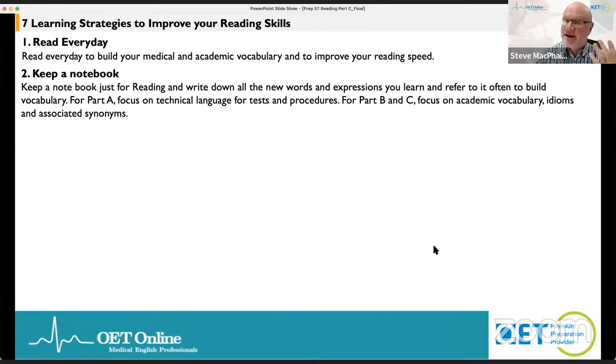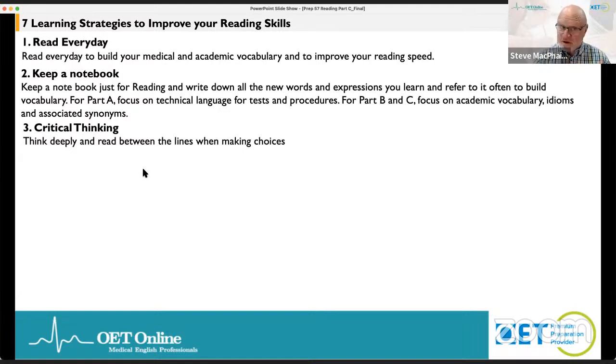Number 2, keep a notebook. When you're reading, make sure any new words and expressions you learn, you write them down to build that vocabulary. It's a traditional way of learning. It's going to work. Keep it on your computer, keep it on your device, however you choose to do it. That's going to really help you build the skills. For part A, there's a lot of technical language for tests and procedures, so make note of that. For part B and C, there's a lot of academic vocabulary and idioms, not just medical words, and synonyms that you need to be building up.